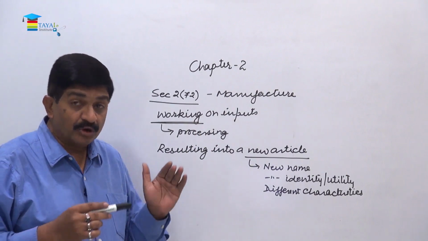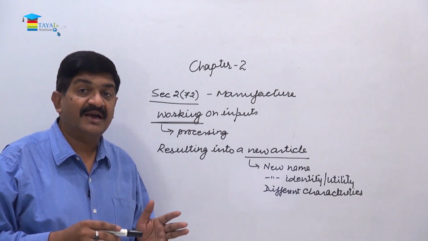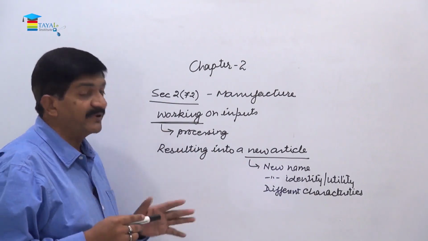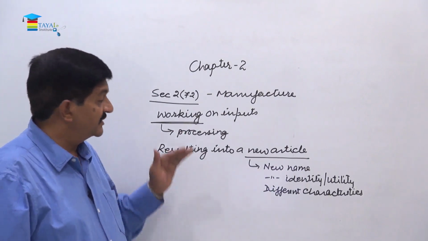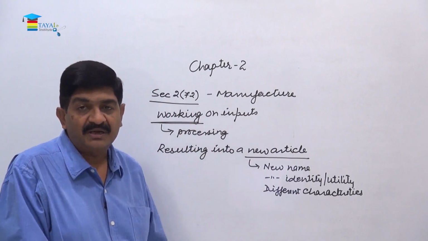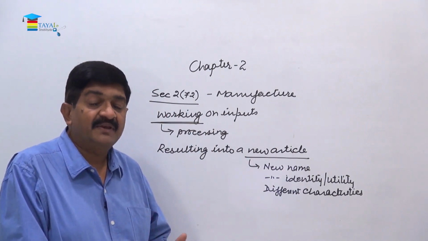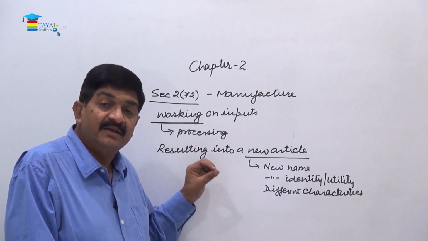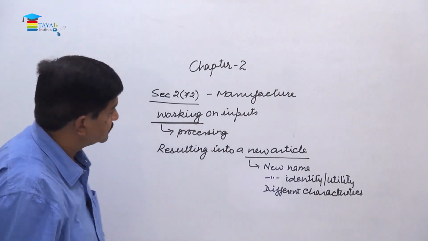And if it is not resulting in a new article, it is still a process, but in that case it may amount to a service only. So that is the difference why we define the term manufacture. The objective is that if the requirement of the new article is satisfied, the activity is referred to as a manufacture. Otherwise, it will be treated only as a service. So that's why the term has been defined.